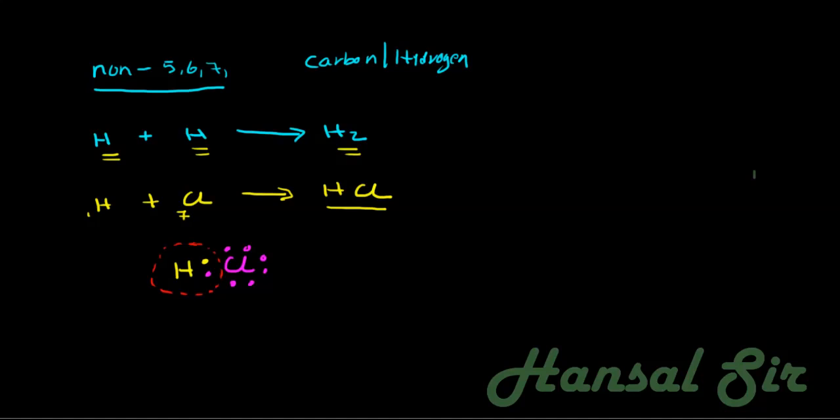Similarly, if you look at the chlorine atom over here, chlorine atom is sharing 1 pair of electrons. Again, chlorine has 7 electrons of its own and 1 electron from hydrogen. So chlorine also has 8 electrons in its outermost orbit. So chlorine is also stable. And the bond formed between them is known as a covalent bond.